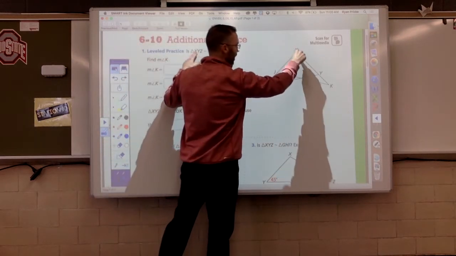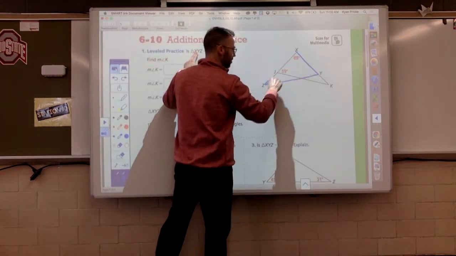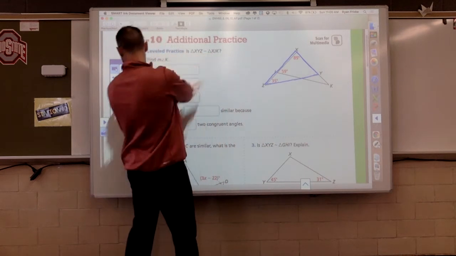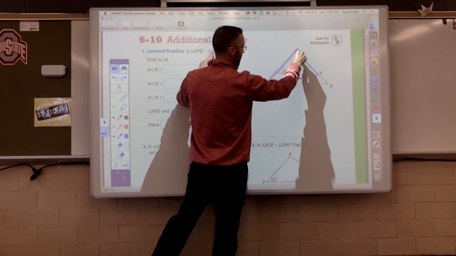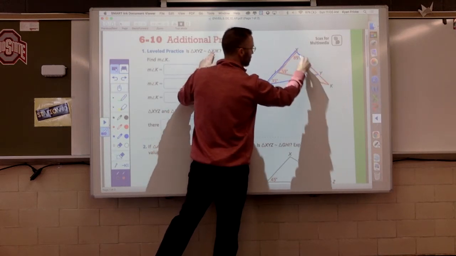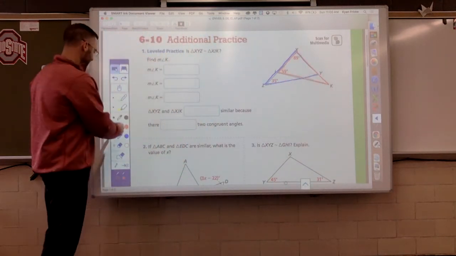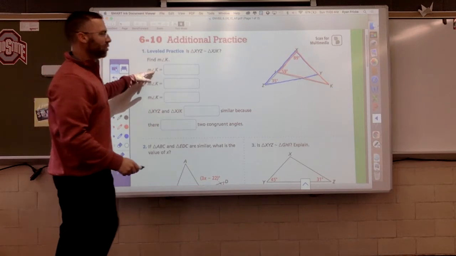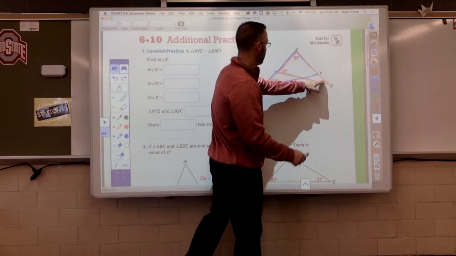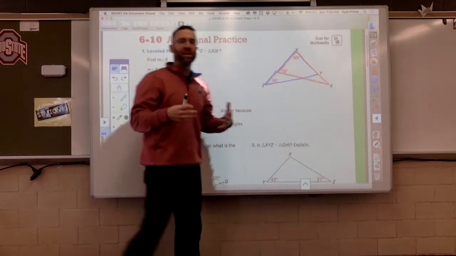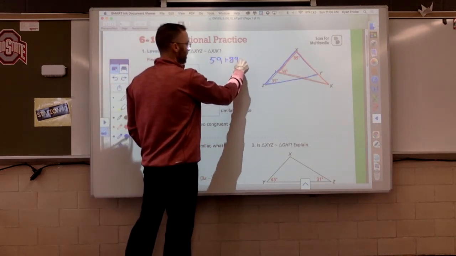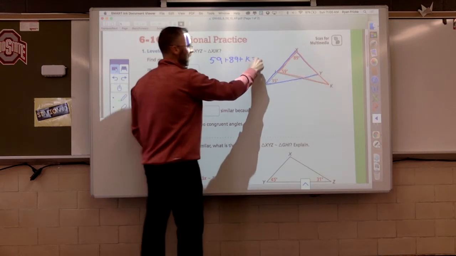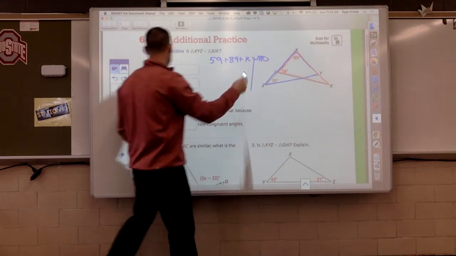If you can't see the two triangles, just trace. Go from X to Y to Z. So there's triangle XYZ, and then we've got triangle XJK. They want us to find the measure of angle K. Well, K is right down here. So we know the three interior angles: 59 plus 89 plus, and I'll just put a K there for angle K, equals 180.